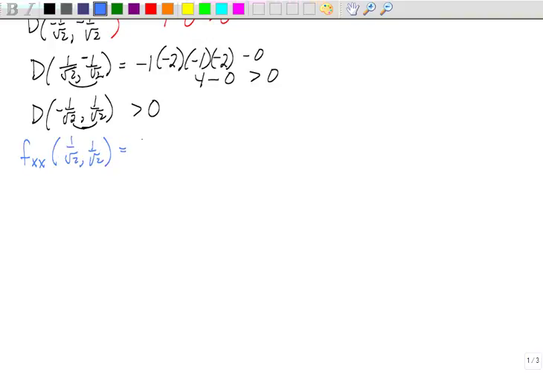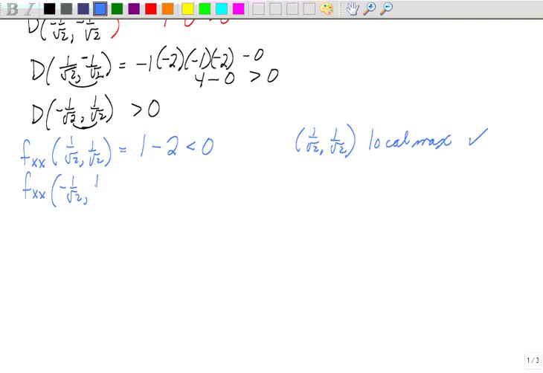When we plug it in, we get 1 minus 2, which is less than 0. So 1 over square root of 2, 1 over square root of 2 was a local max, which is what we guessed. We guessed 0.8, 0.8 to be a local max. And the same for the negative, since x is squared in that equation, that's also less than 0.